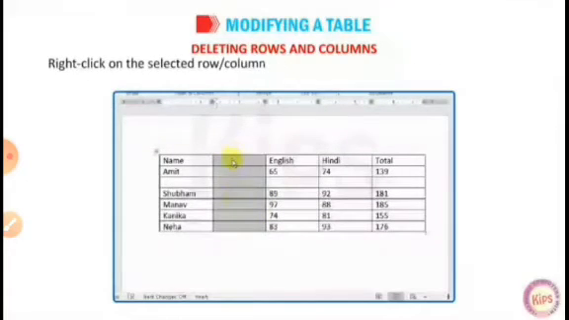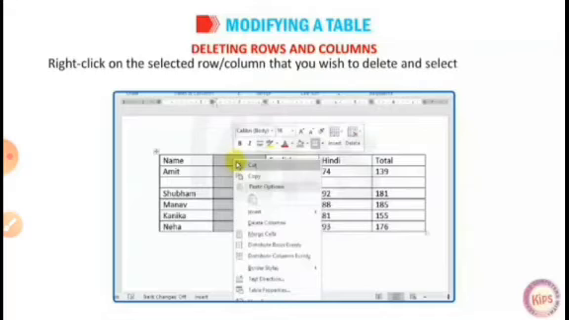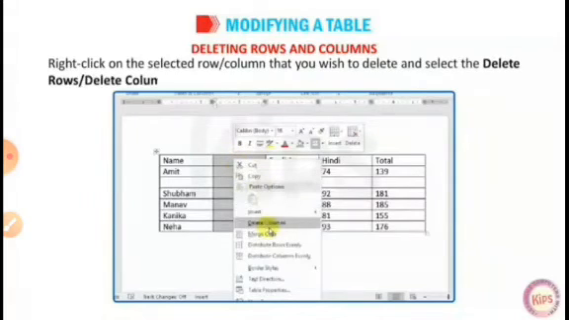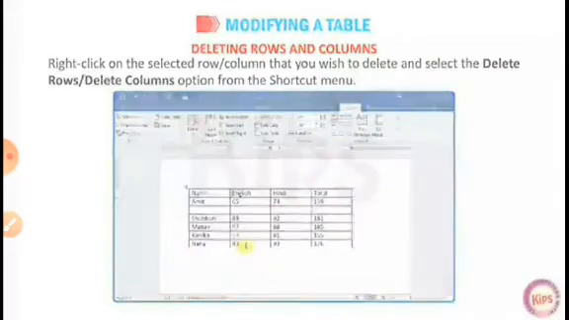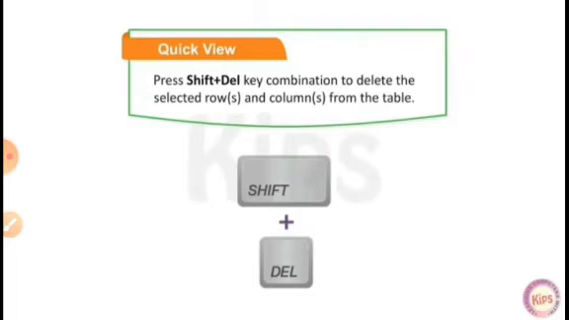Right click on the selected row or column that you wish to delete and select the Delete Row or Delete Columns option from the shortcut menu. Okay students, now a quick view: press the Shift plus Delete key combination to delete the selected rows or columns.